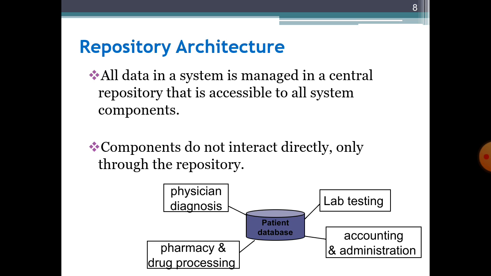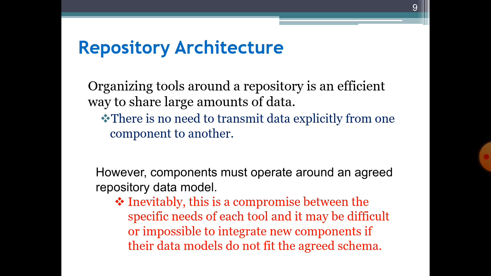So in short, we can say that components don't interact directly, only through the repository, which is a data store. So data store and components are the two basic partitions or variations of any data centered or shared repository architectural pattern. So repository architecture organizes tools around a repository in an efficient way, which is helpful to store a huge amount of data.